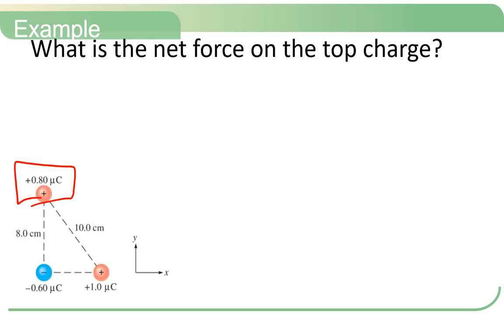So the process is you do one force, do the other force, and then add those vectors. So you have this pair, and you find the force between these two based on that distance. You have this pair, find the force between based on that distance. You don't do this one because you're only looking for the forces on this, and that's between these two. So then you add those other vectors. So like these, the force on the ones.